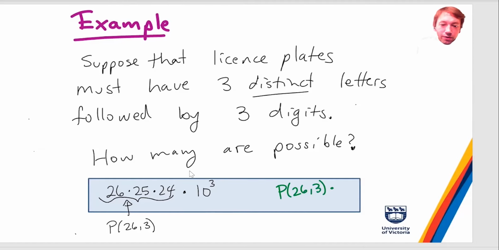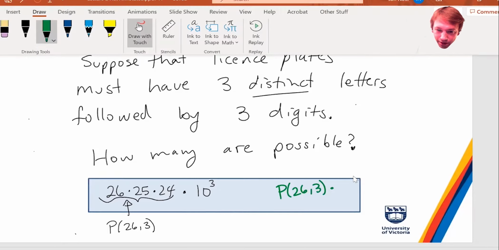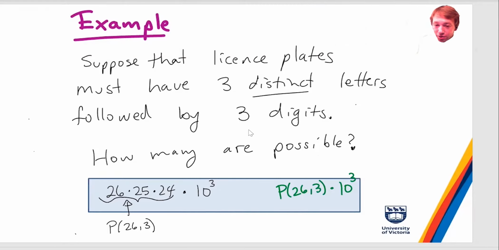Right, so just to clarify, the last 3 characters of the license plate, they have to be digits, but there was no restriction that they have to be distinct. So it's just any string of length 3 from an alphabet of size 10, so you have 10 to the 3. So yeah, just to clarify, on any assignment, you don't have to compute numbers. If you just wrote P26.3, 10 to the 3, that would be perfectly acceptable.